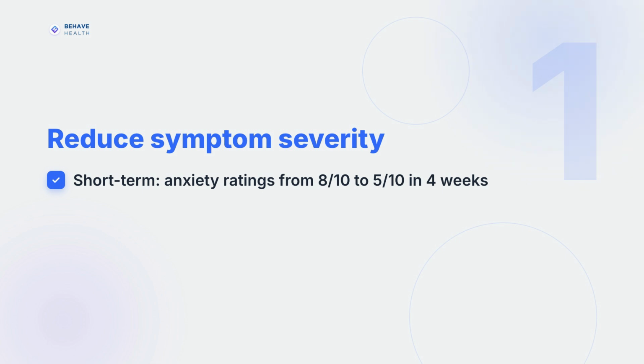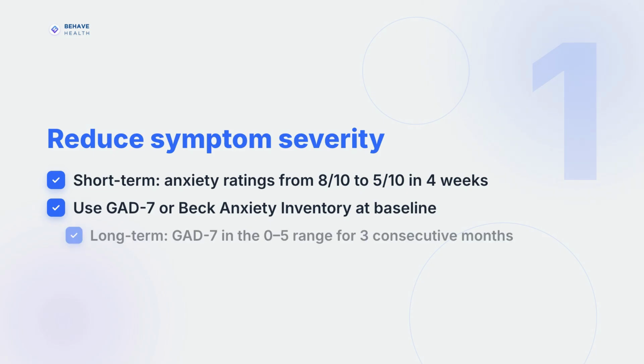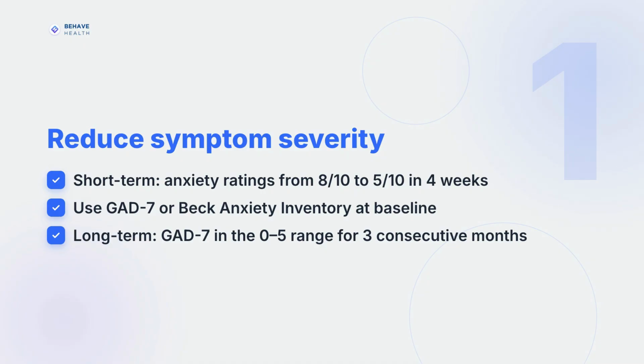Tie objectives to a standardized tool, the GAD-7 or Beck Anxiety Inventory, so progress is quantifiable. A long-term goal: maintaining minimal anxiety, GAD-7 scores in the 0 to 5 range for 3 consecutive months.